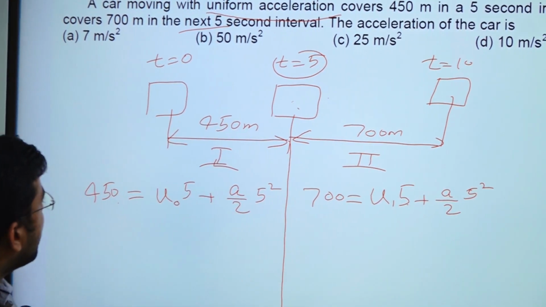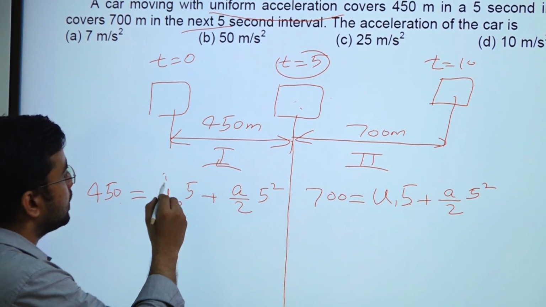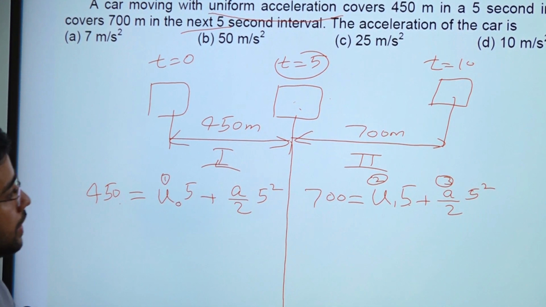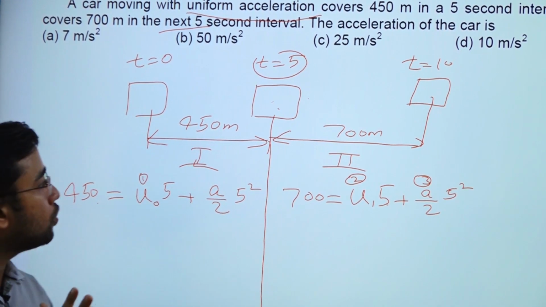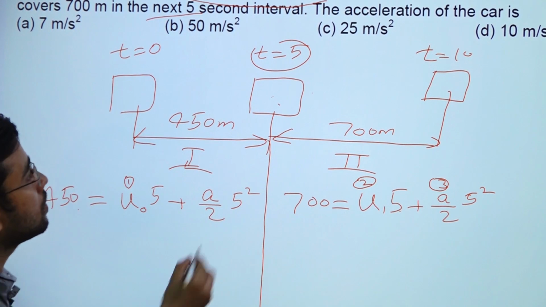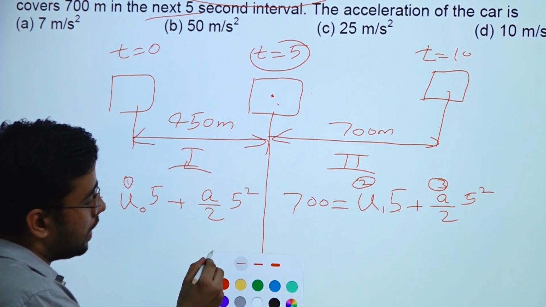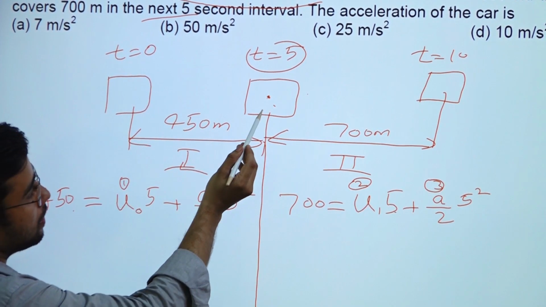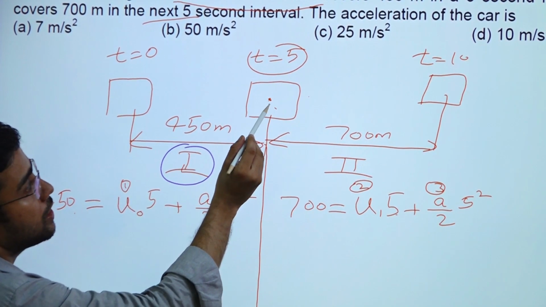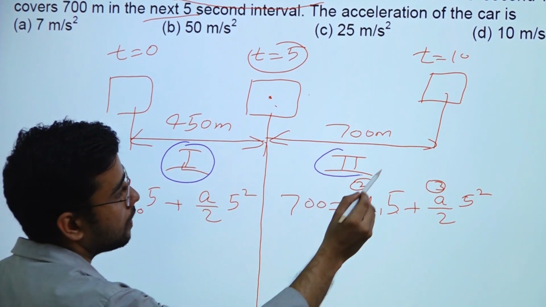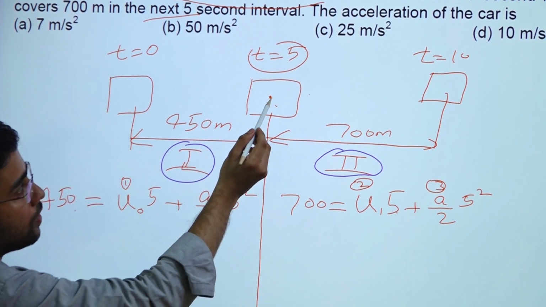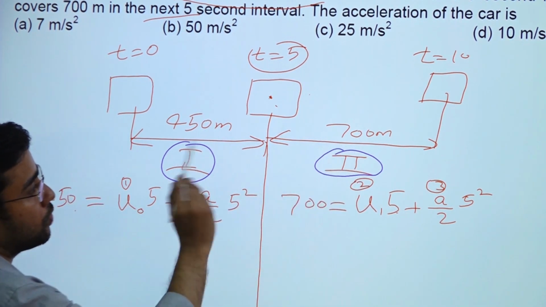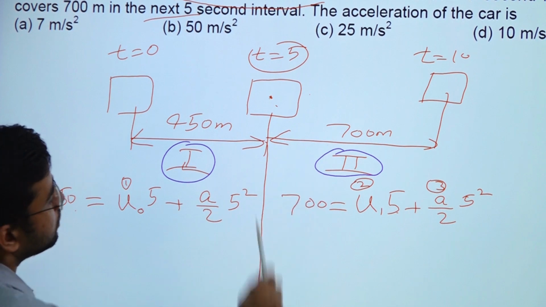So we got two equations and we have three unknowns. One, this is unknown, two, this is unknown, and three, this is unknown. So we have two equations and three unknowns, so definitely we are going to need one more equation. How are we going to find one more equation? From this point. At this point, the final velocity of the car for the first section will be equal to the initial velocity of the car for the second, right? So we have divided the car into two sections, right?